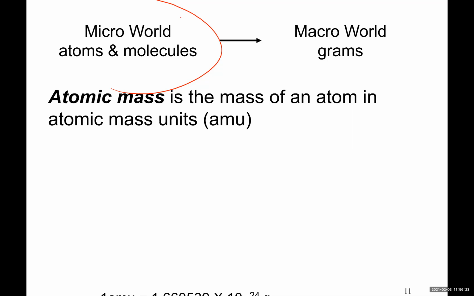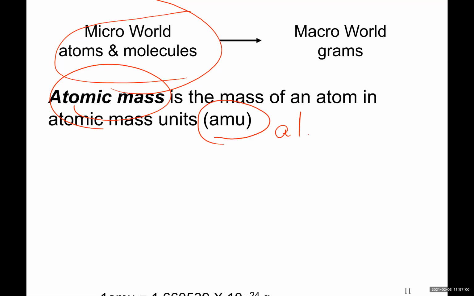So if I'm dealing with atoms and molecules, then I will use atomic mass. What is the mass of atoms? How do we define the mass of a hydrogen atom? What's the mass of one hydrogen atom? What's the mass of carbon? What's the mass of lithium? What is the unit of mass? Because atoms are really, really small, the mass is really, really small, we use a unit which is called atomic mass unit.